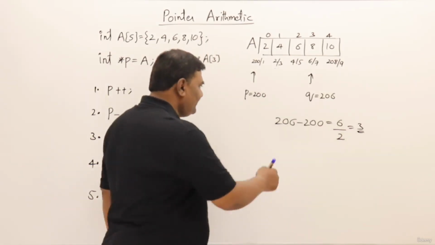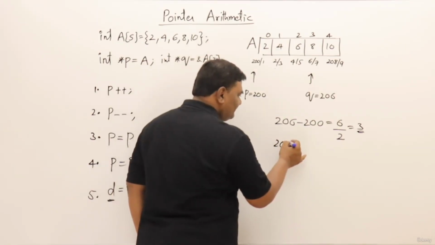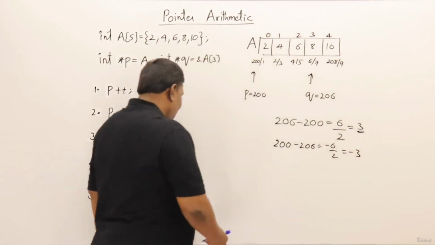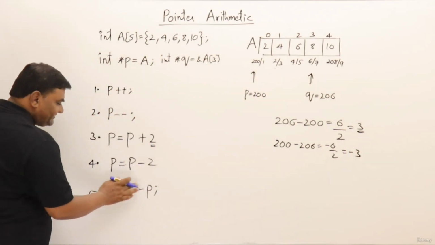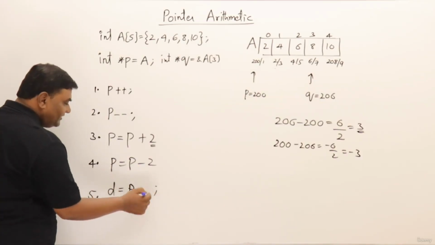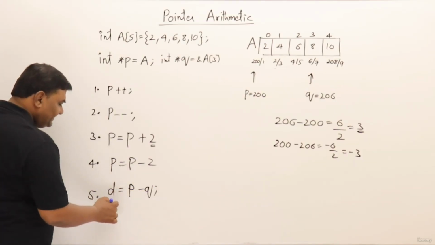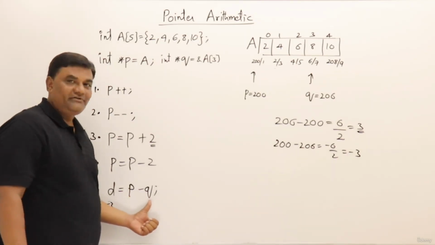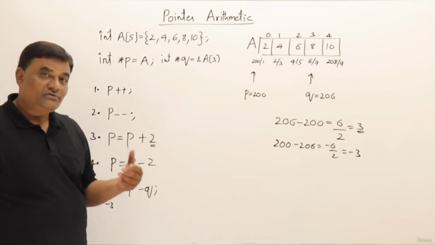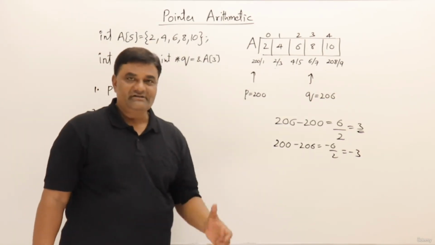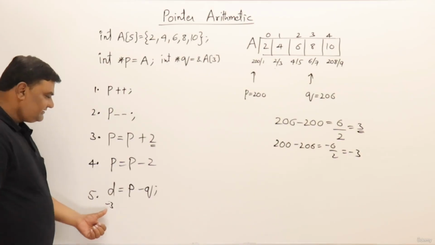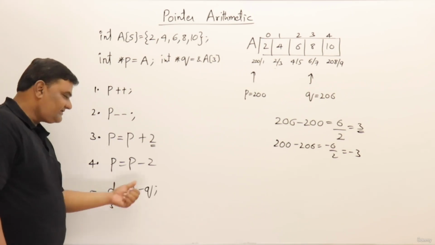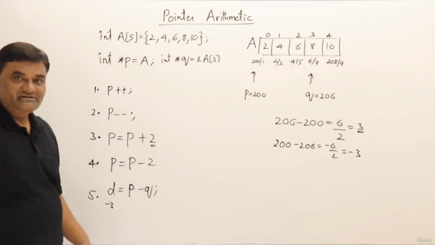Now one more question: what if I write 200 minus 206, will it not be minus 6 by 2, so minus 3? That happens when, instead of Q minus P, I say P minus Q. Then what is the result? Yes, I get minus 3. And this gives the meaning that this pointer is nearer and this pointer is farther away. So with this negative, you can also know which pointer is first and which pointer is next. If I am getting a positive result, then the first pointer is far away. If I am getting a negative result, then the second pointer is far away in this difference.